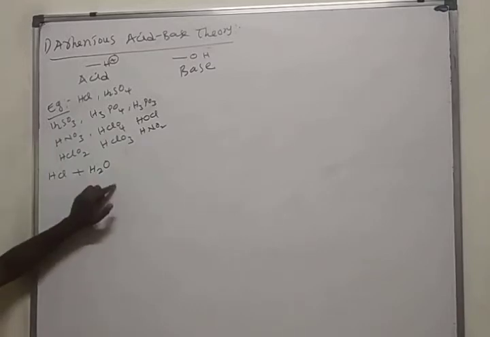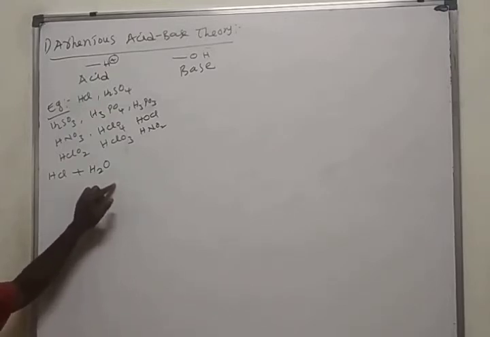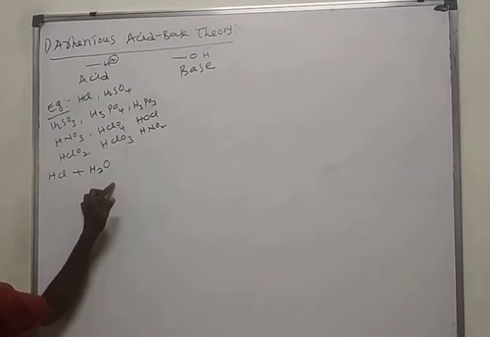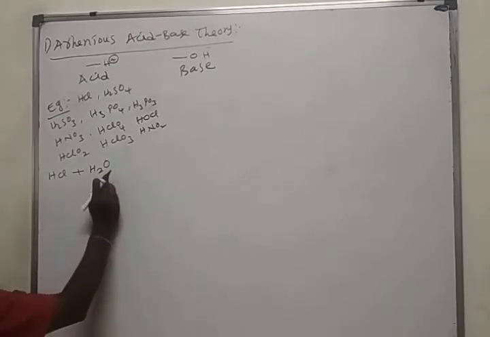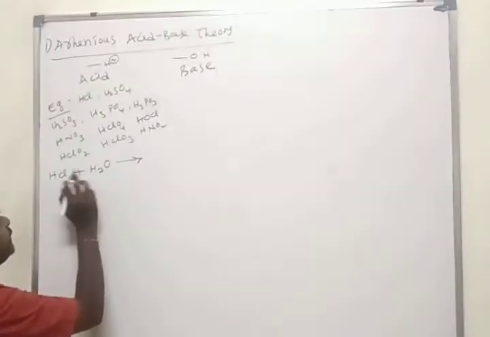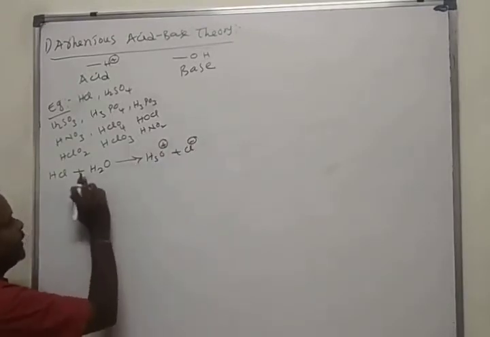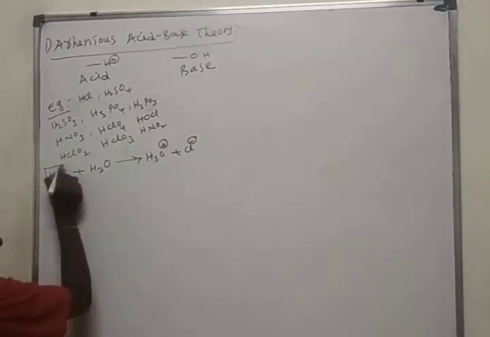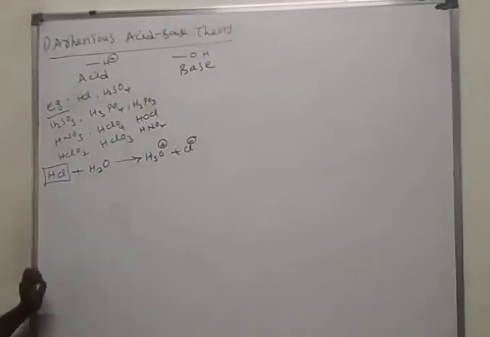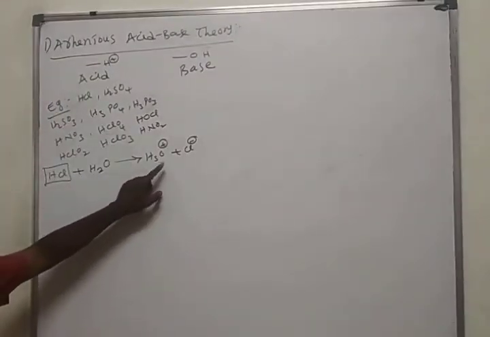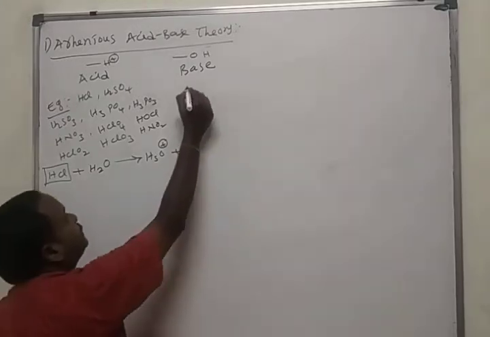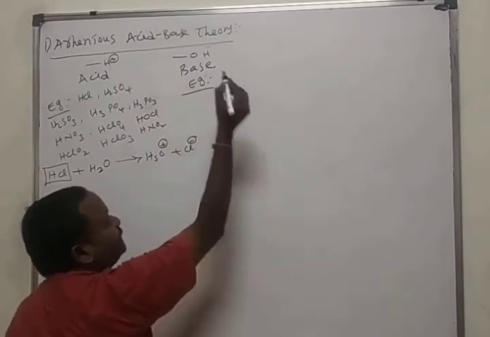When it is dissolved in water, we call it hydrogen chloride solution, and that solution we call hydrochloric acid. When hydrochloric acid is dissolved in water, what happens? It releases the H plus ion, forming the H3O plus ion and Cl minus. That's why HCl is considered an Arrhenius acid. Similarly, all acids release the H plus ion and form hydronium ions.